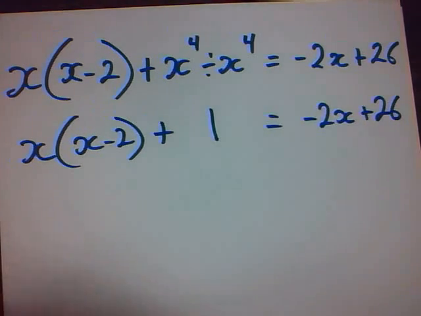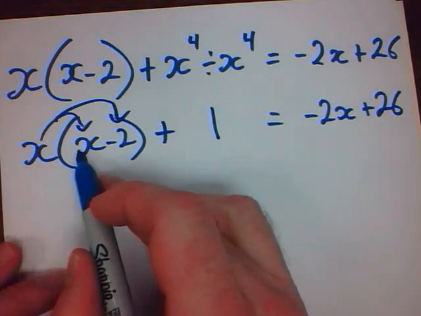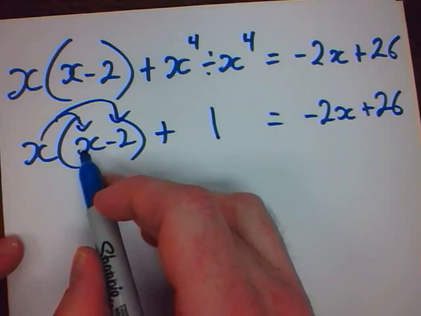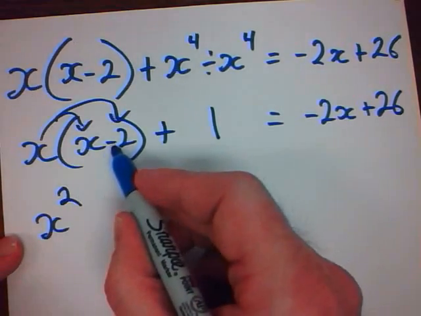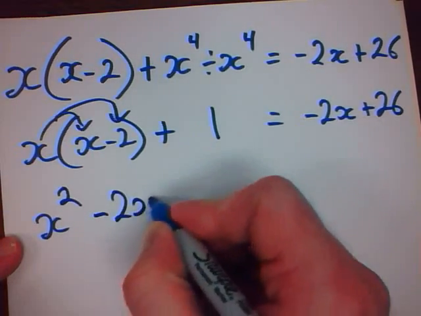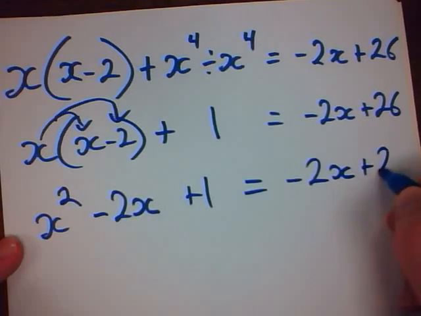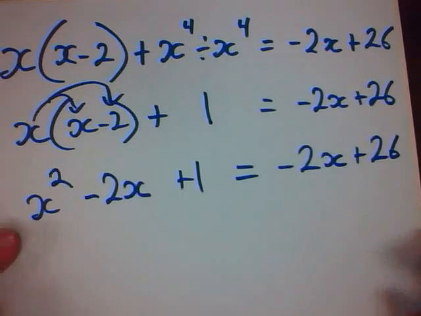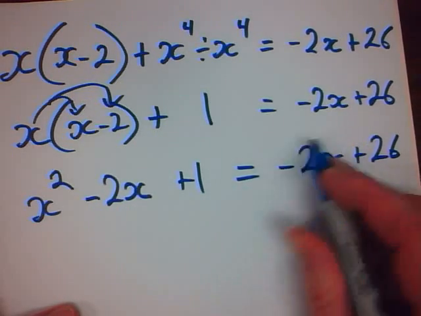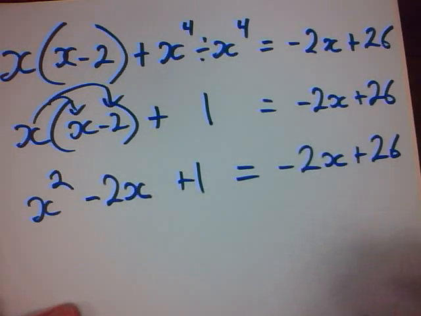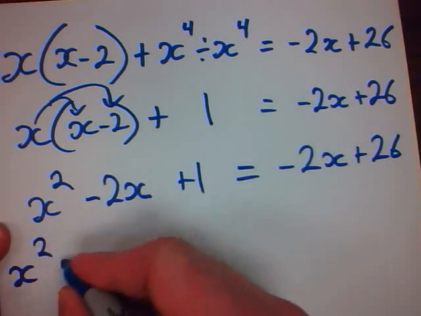And now I'm going to use the distributive property. X times x, well, that's x to the power of 2. Minus 2 times x plus 1. I have these subtracting 2x's here. Can't say I really like them very much, so I'm going to get rid of them. How do I get rid of subtracting 2x? I'm going to add 2x.